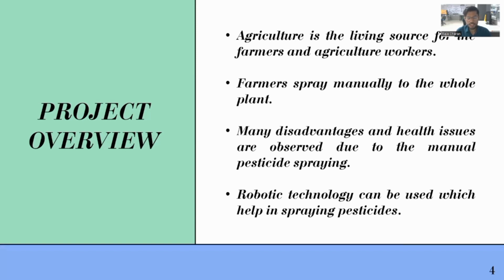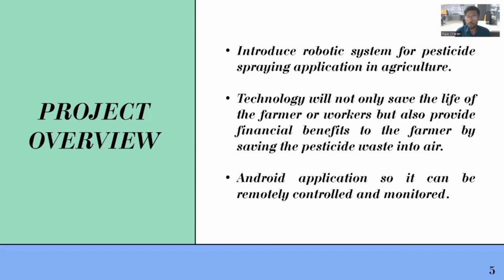So in agriculture, robotic technology can be used for spraying pesticide. So what we are doing, we are introducing a robotic system that can be used for spraying pesticide in agriculture. Introducing this technology will not only save the life of the farmer, but it also provides some financial benefits to the farmers. Like it will reduce the waste of pesticide, the pesticide wasted into the air. So this robotic technology can be controlled through an Android application. So the farmer can remotely control this robot to spray the pesticide in the agriculture.